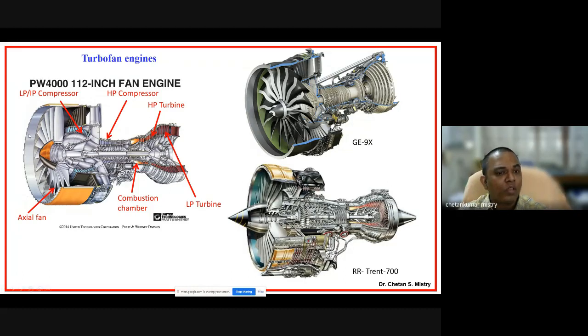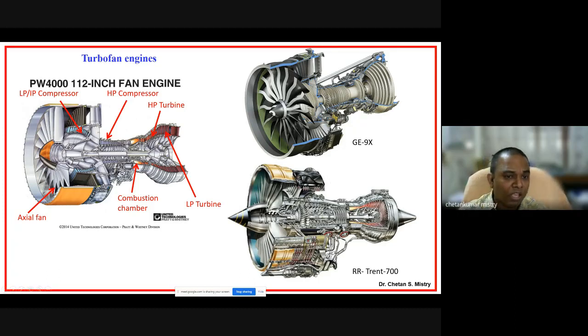Now here, I have classified them as LP compressor and HP compressor. Just try to understand, LP compressor means its operating pressure is lower. There are a number of stages it comprises. This comprises a rotor and stator combination. Here also you can see the rotor and stator combination. Similarly, here for these engines you can see.